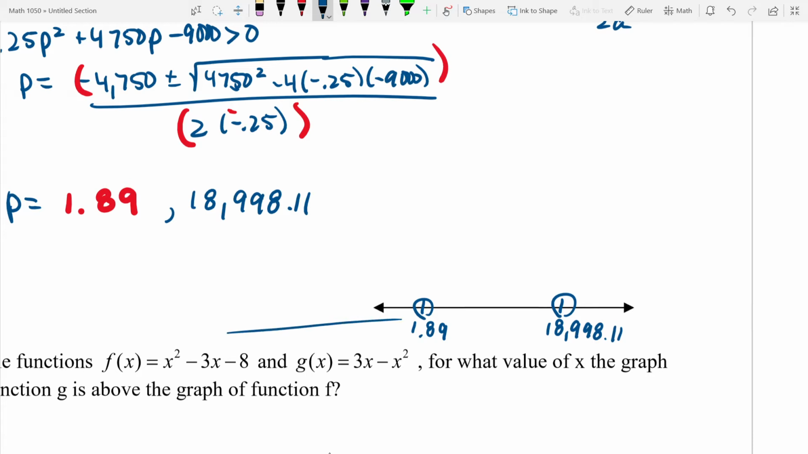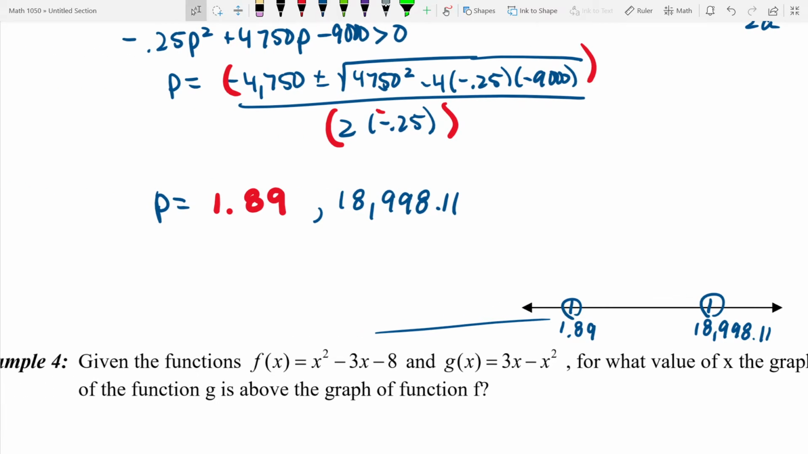To the left of 1.89 is like a 0. So I'm going to go 0, store, enter. Then I'm going to put that in, and I get negative 0.25, memory, enter, x squared, plus 4,750, memory, enter, minus 9,000, hit enter, and I get a negative number. So I'm just going to stick a negative right there.